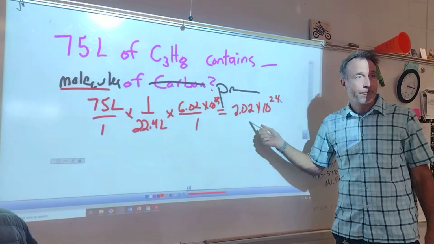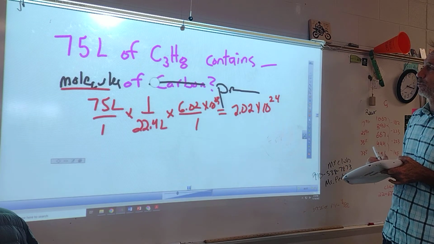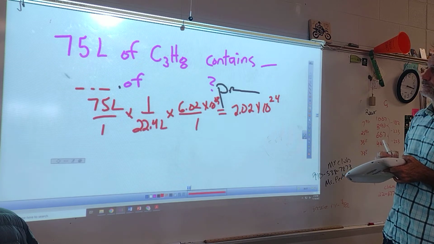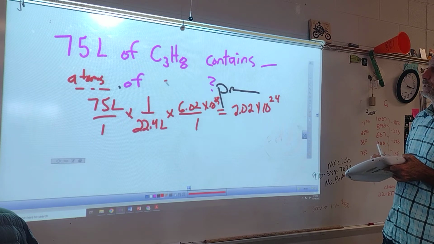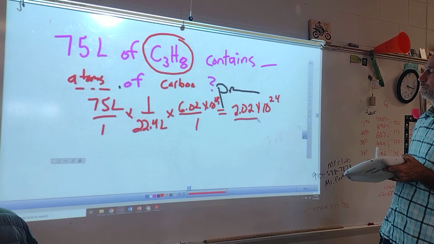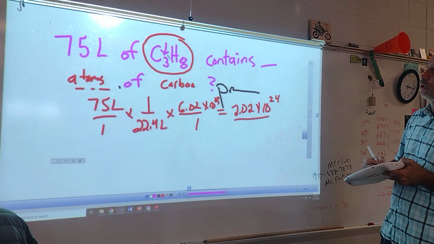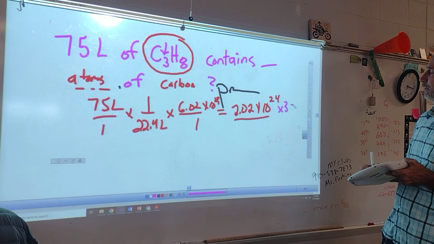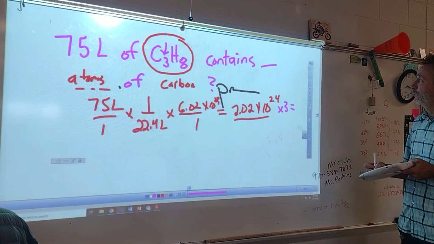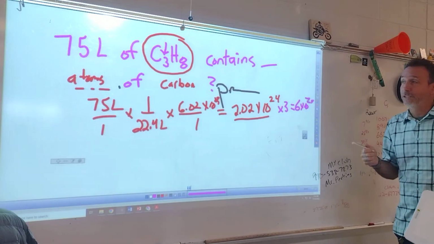But the original problem didn't say molecules of propane. It says how many atoms of carbon. So we just solved for the molecules of propane first, which is this many, and then to get atoms of carbon, there's 3 atoms of carbon on every one of these, so times 3. That's it. 6 times 10 to the 24th. That's all there is to it. It's just that one more step.